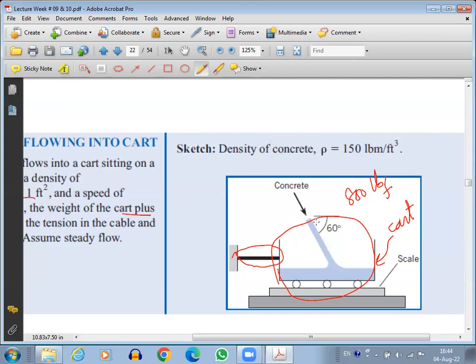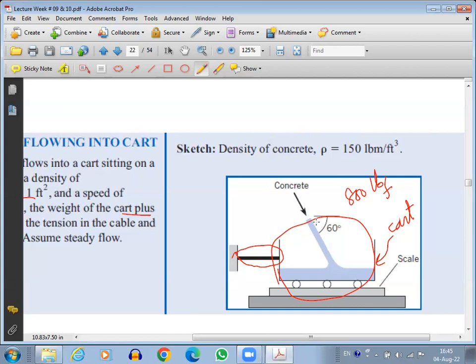Okay, but हमें ये पता है कि इस वक्त actually इसका weight है कितना with the concrete, but we need to find out कि actually scale क्या reading देगा हमें, ठीक है ना? उसके लिए हमें अब momentum of that concrete वो add करना पड़ेगा weight के साथ, ठीक है? वो फिर हम that is possible if we solve the momentum equation for the fluid flow, because concrete is a fluid which is flowing inside the cart right now.